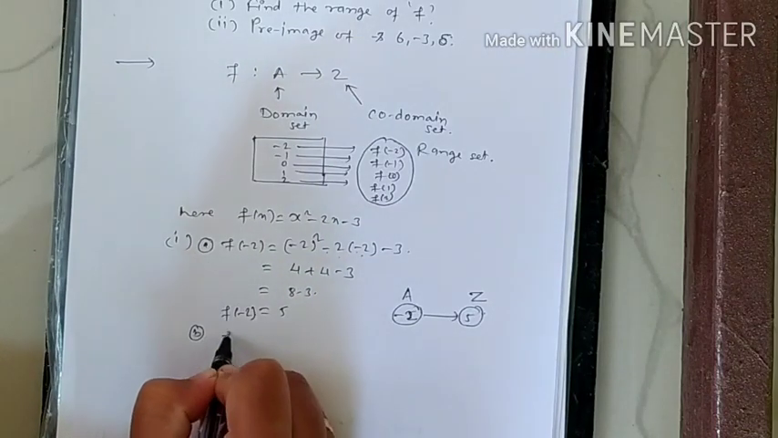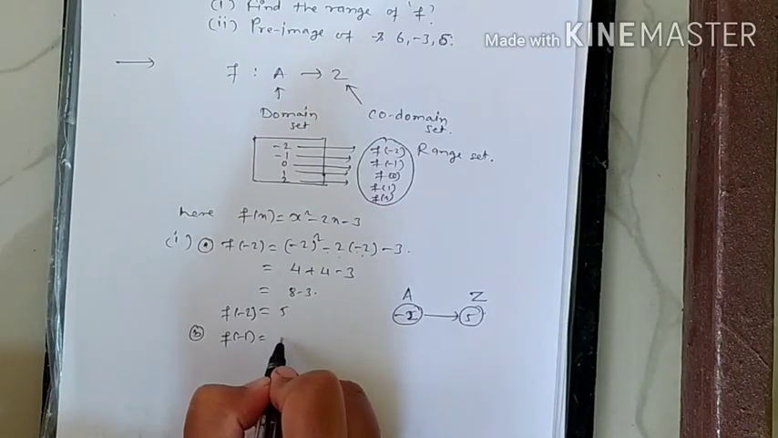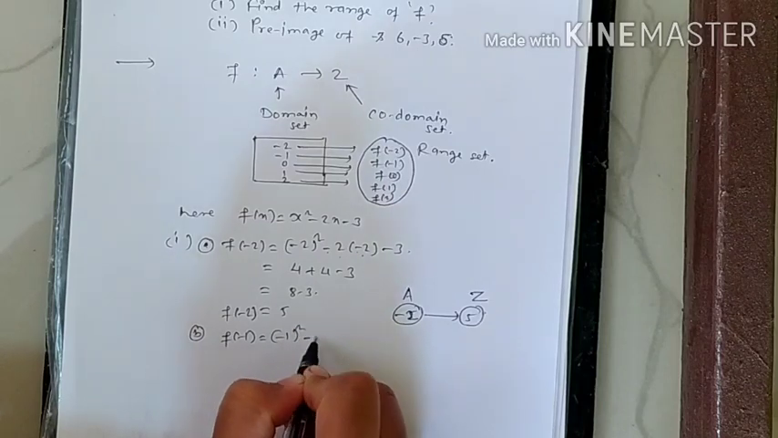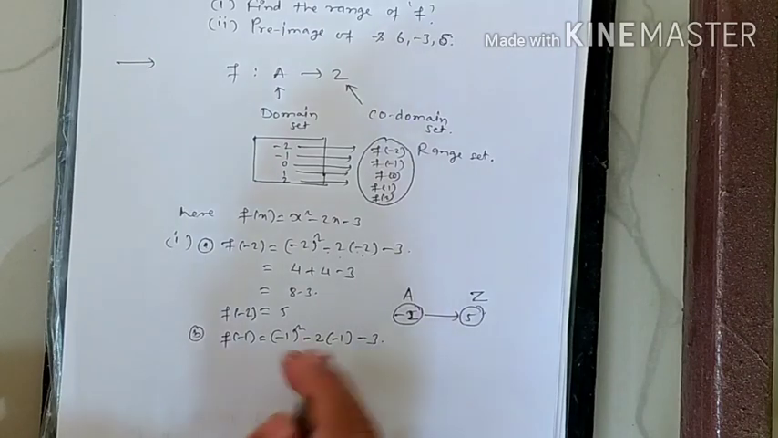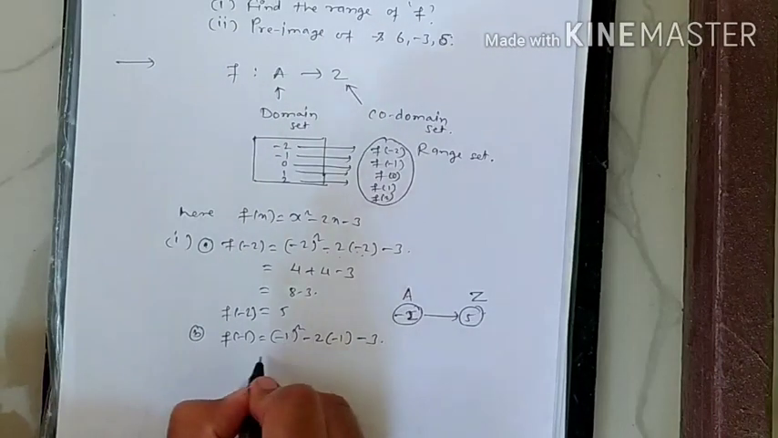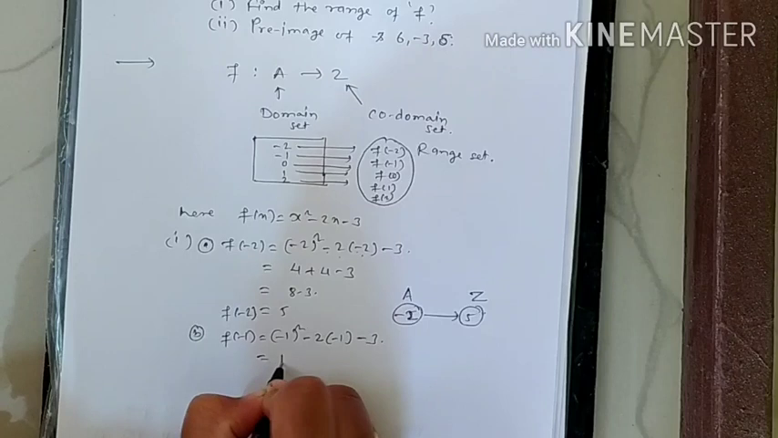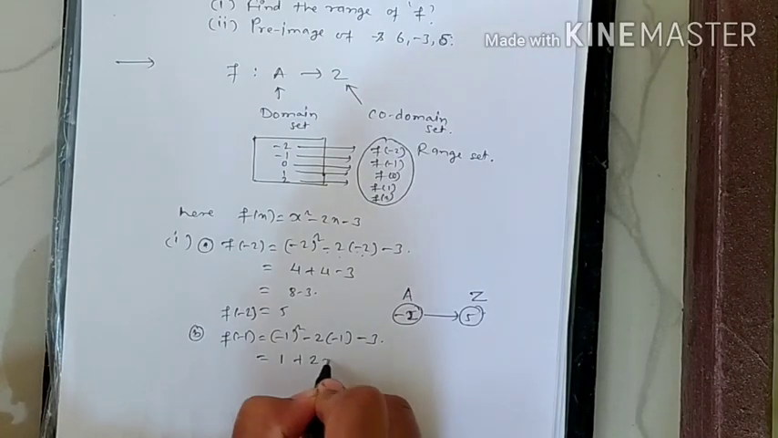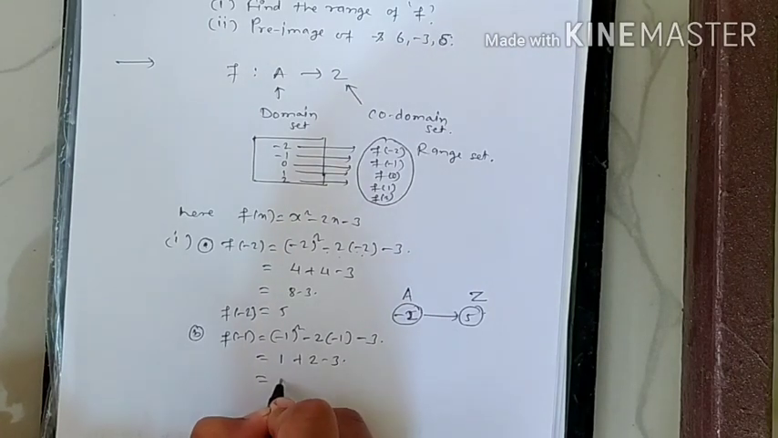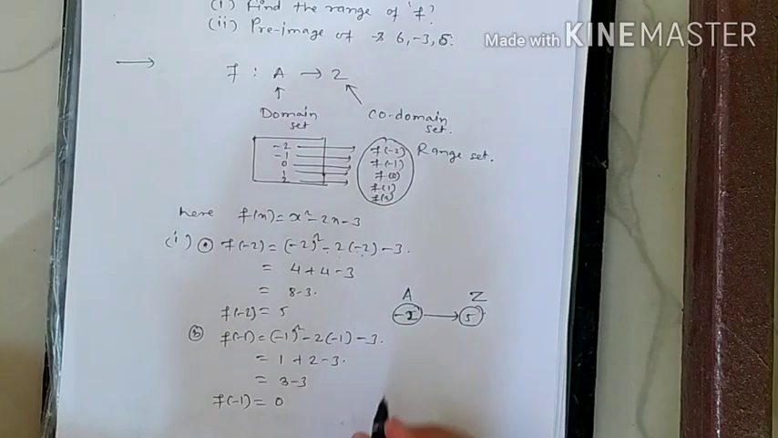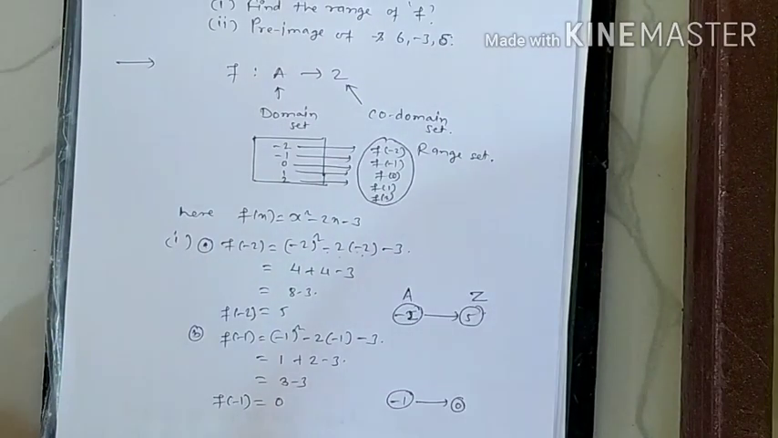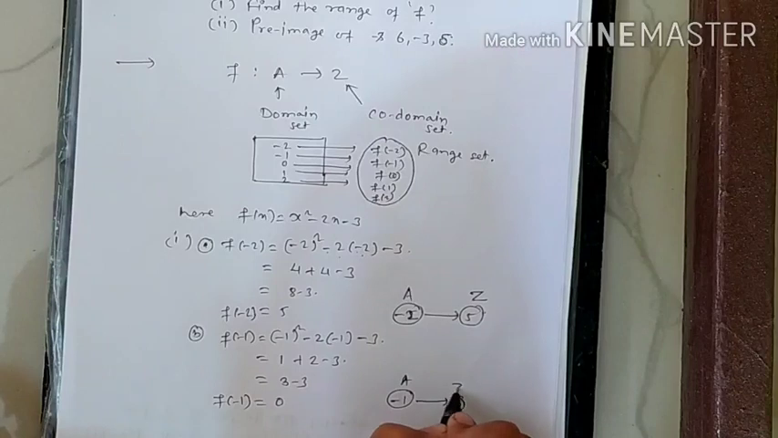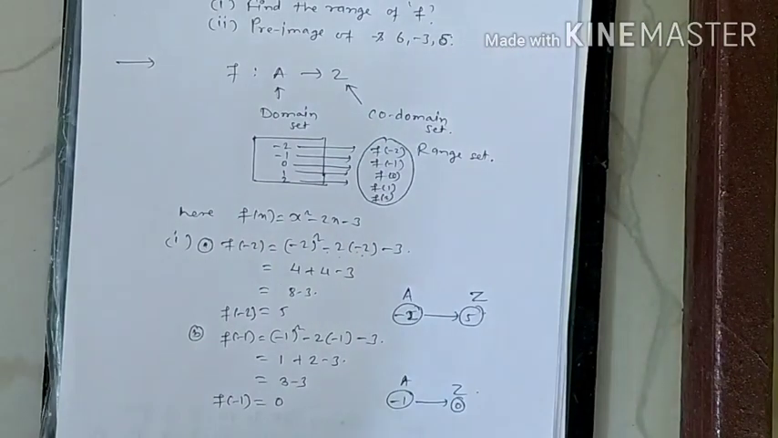Now next, f of -1. Now it is (-1) square minus 2 into -1 minus 3, because the negative was there, so solve it properly. (-1) square is 1, minus minus plus 2, minus 3. So 1 plus 2, 3, minus 3 is equal to 0. So f of -1 is 0. So -1 is related to 0. Getting, any doubt? Set A and this is set Z. Now, is it visible, student?